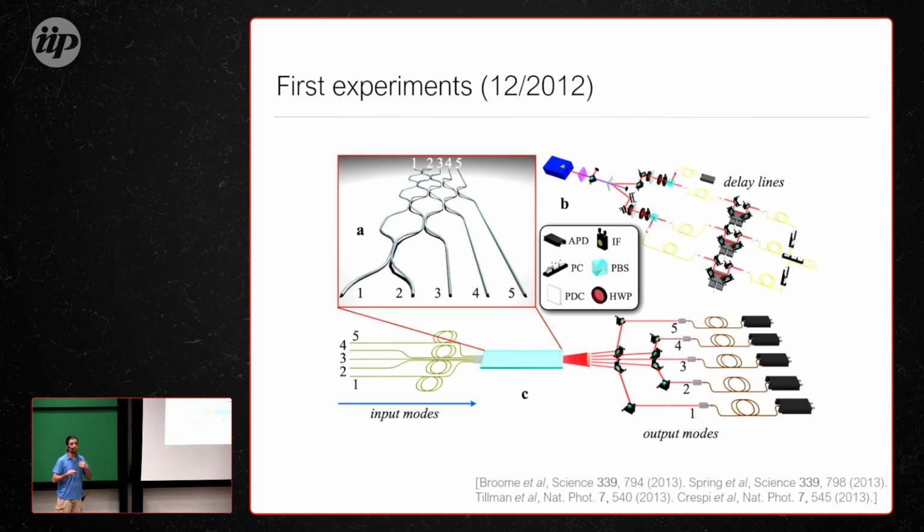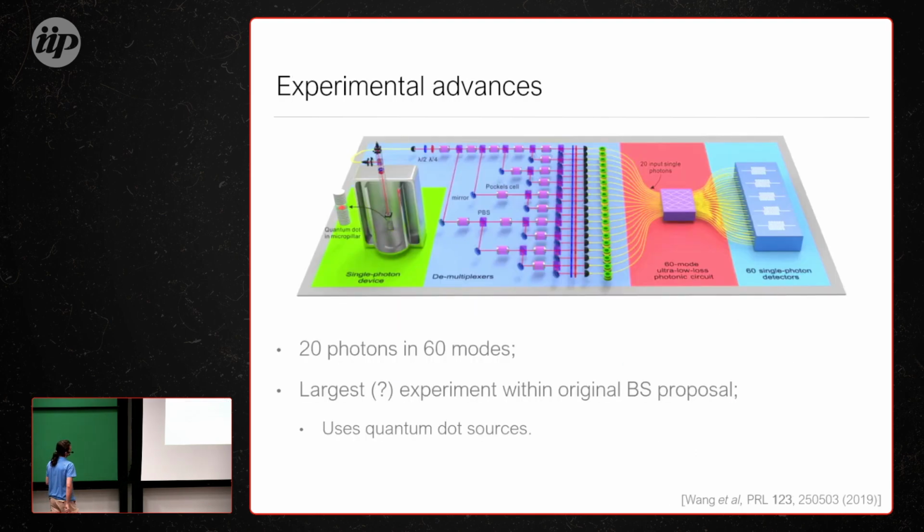And then people really started working on this. I think this was really important for pushing the field forward. And sometime later, a group in China showed an experiment with 20 photons in 60 modes. And this was the largest experiment that I could find using this original boson sampling proposal.